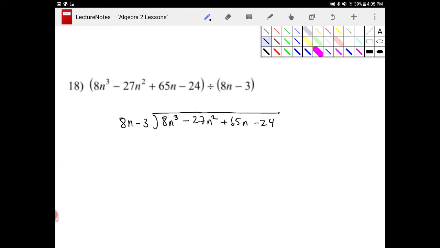And do I need to put in any placeholders in this? It looks like I don't need to. So what am I to do? All I've got to do is figure out what I multiply 8n minus 3 by to get 8n cubed.